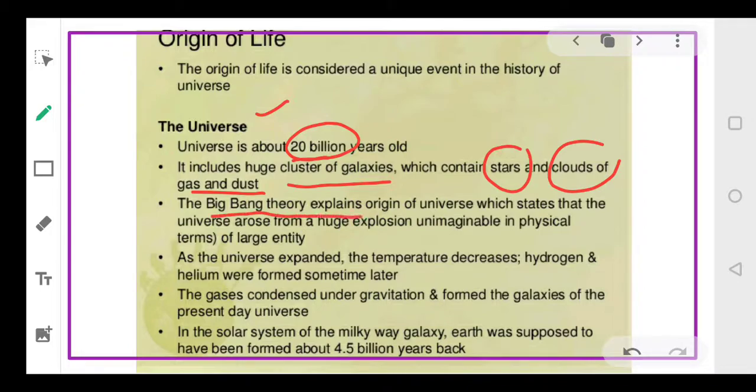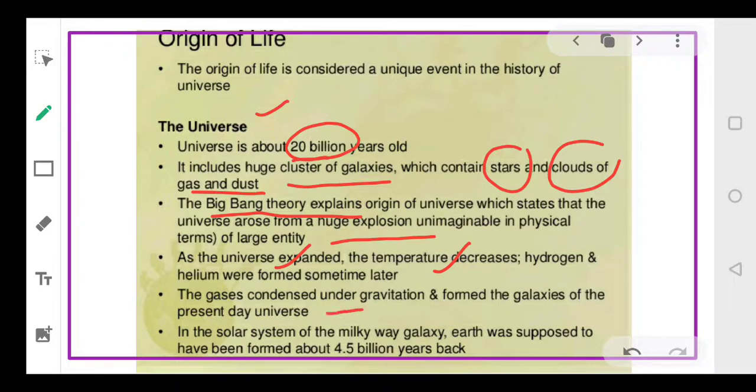The Big Bang theory explains that the origin of the universe started with an explosion. The Big Bang theory has suggested that there was an explosion that occurred, and because of that explosion the universe started expanding, the temperature decreased, and hydrogen and helium gases were formed sometime later.